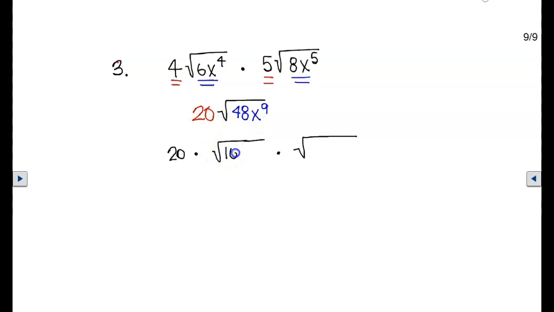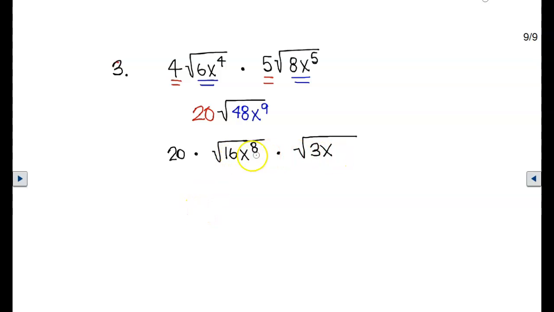16 is the biggest perfect square that 48 will divide by, and it takes 16 times 3 to make that 48. Remember then for your variable that you need an even exponent. 9 is not even. The biggest even number that we can get from 9 is 8. So we're going to make that x to the 8th times x to the 1st so that we still have x to the 9th power.